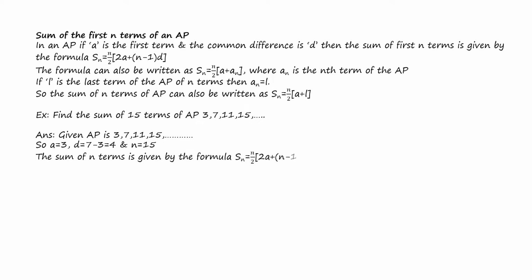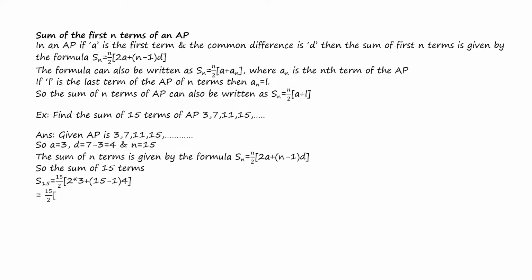Now the sum of n terms is given by the formula Sn equals n by 2 whole into (2a plus (n minus 1) whole into d). So if we put the respective values of a, n, d, then definitely we can get the sum of the 15 terms. Let's check it.